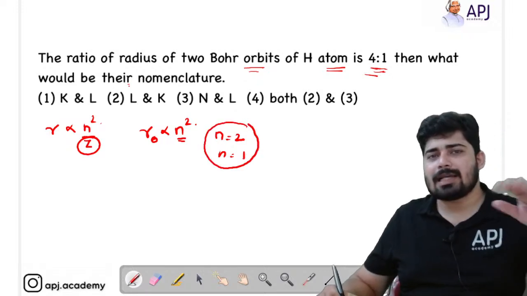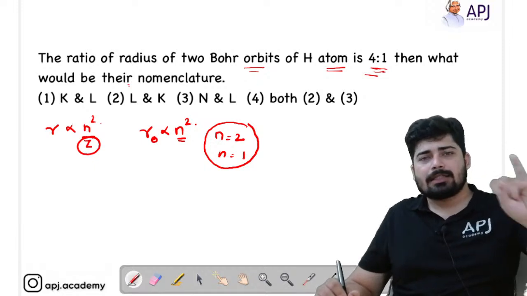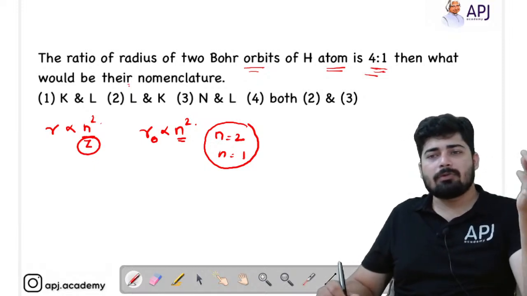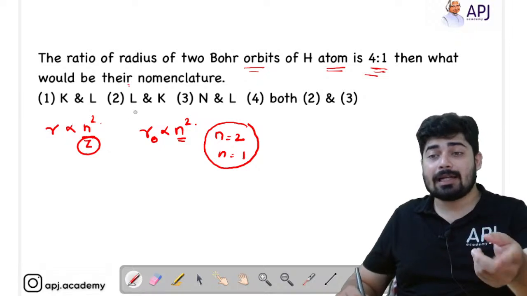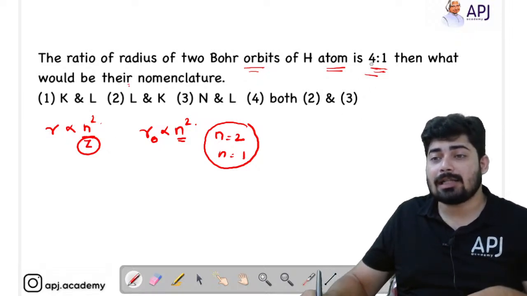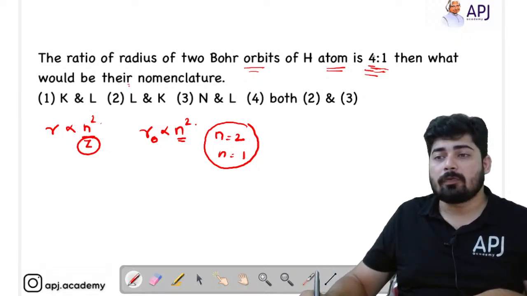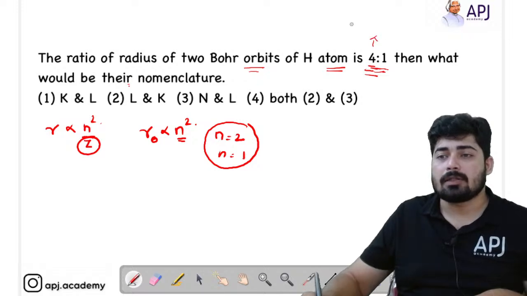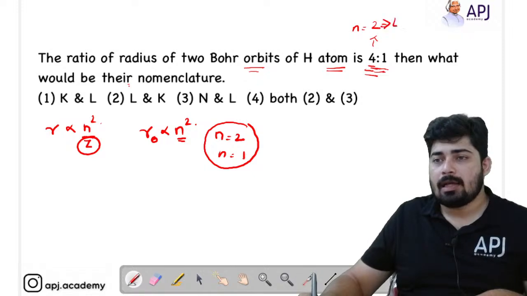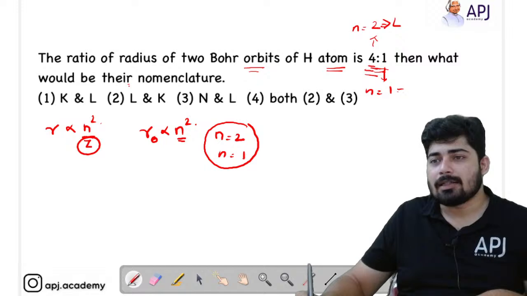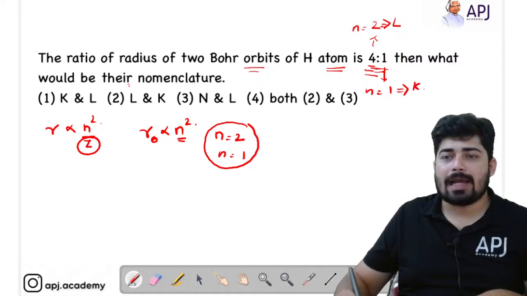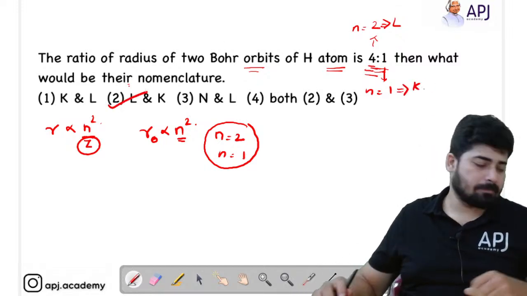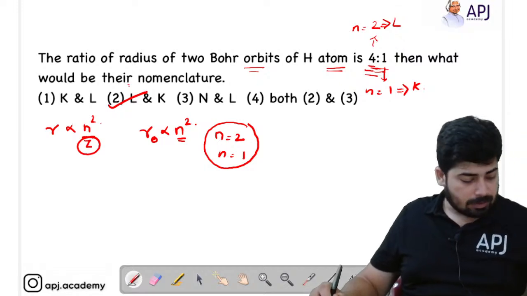So what will be the orbits? First orbit is K, second orbit is L. So it will be L and K. It cannot be K and L because the ratio here stands as 4:1. So 4 stands for the second orbit, n equal to 2. That is L. And here it stands for n equal to 1. That is K. So the value is L and K. So answer is LK. Hope that is clear, students.